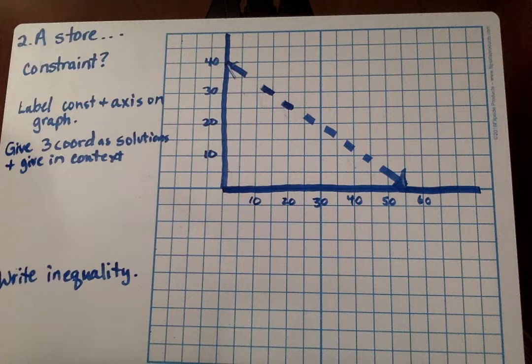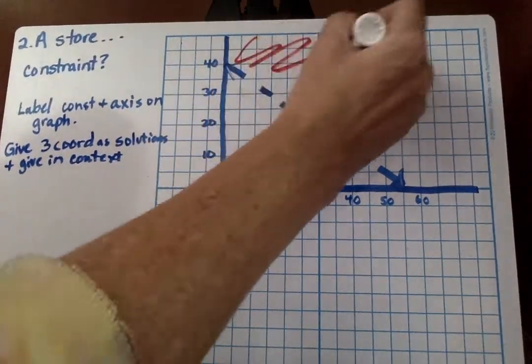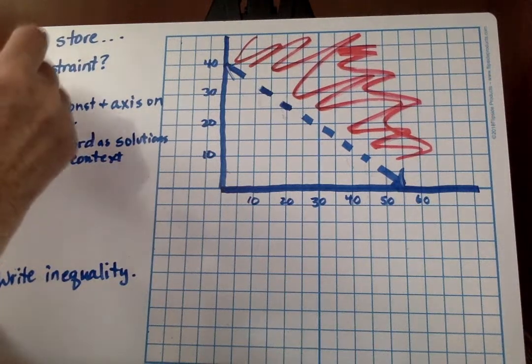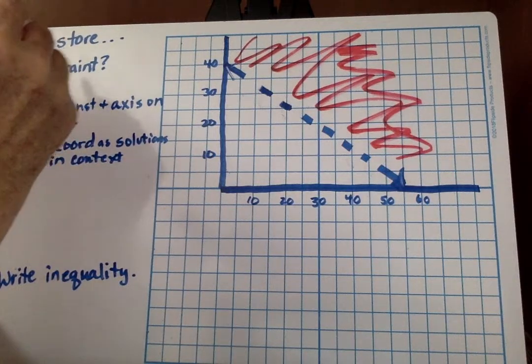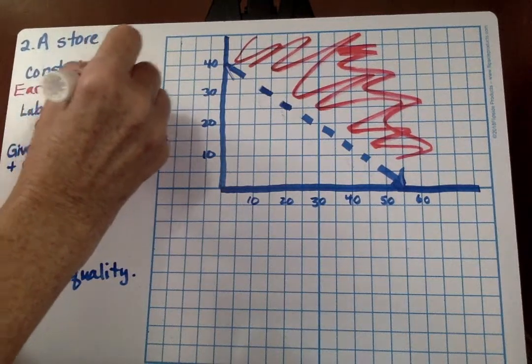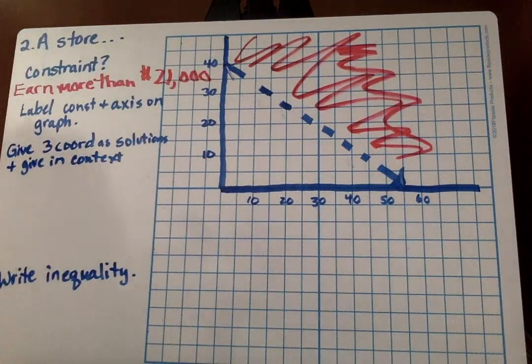A store needs to earn more than $21,000 in revenue each month. Computers X cost $380 and TVs Y cost $530 each. What is the constraint on the situation? Okay. There's your constraint there. I forgot to shade it. I'll just shade it in red over here. The constraint is they have to earn more than how much to stay in business. I'm going to put earn more than $21,000 to stay in business.